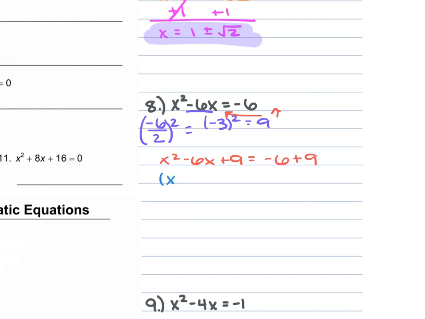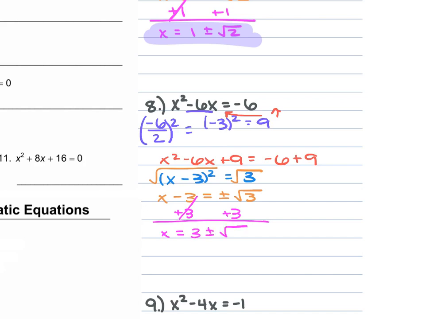This is going to factor out to be x minus 3 squared is equal to, add it, it's going to be 3. Take the square root of both sides. So x minus 3 is equal to plus or minus the square root of 3. Then just add the 3 over. We get x is equal to 3 plus or minus the square root of 3.